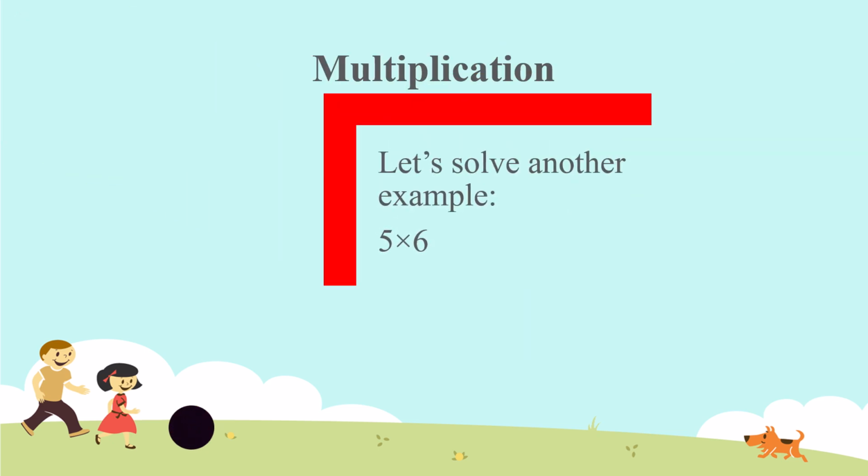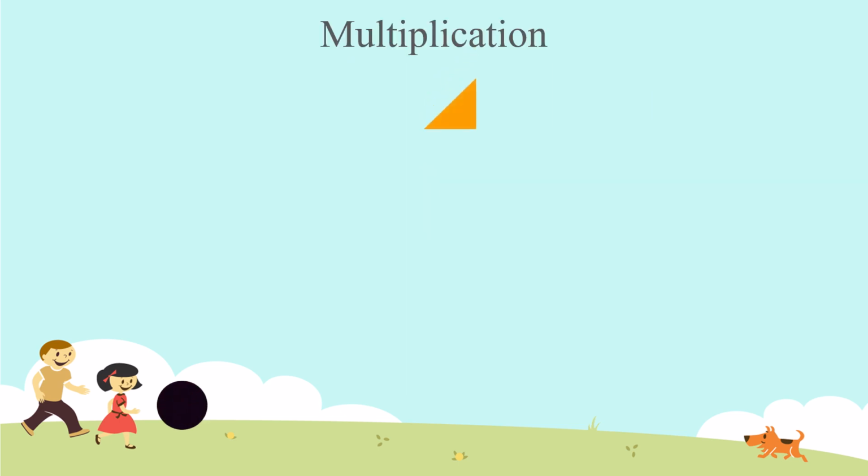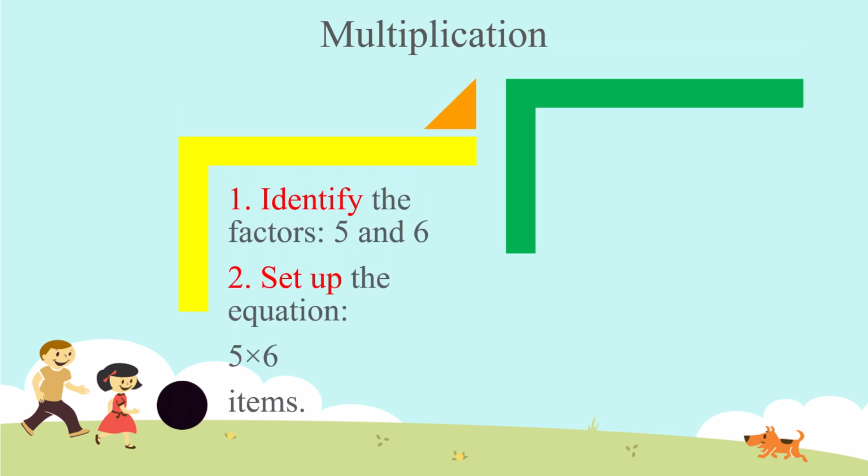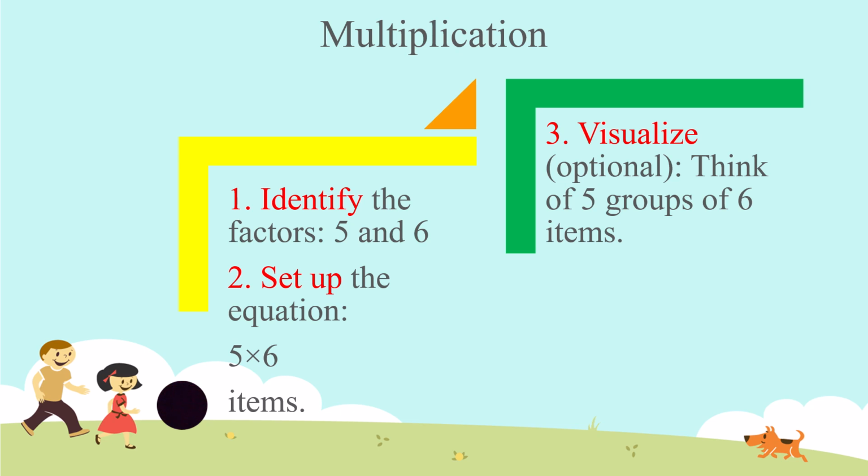Let's solve another example. 5 times 6. Number 1. Identify the factors, 5 and 6. Number 2. Set up the equation, 5 times 6. Number 3. Visualize. Think of 5 groups of 6 items.